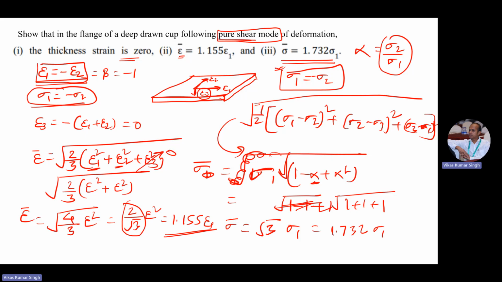So basically, in this question, we discussed the condition for pure shear mode. What will be the condition in the case of strain, and what will be the condition in case of stress? The basic thing we got is that stress will be equal and opposite in magnitude, and similarly strain will also be equal and opposite in magnitude. Okay, now coming to the next question.